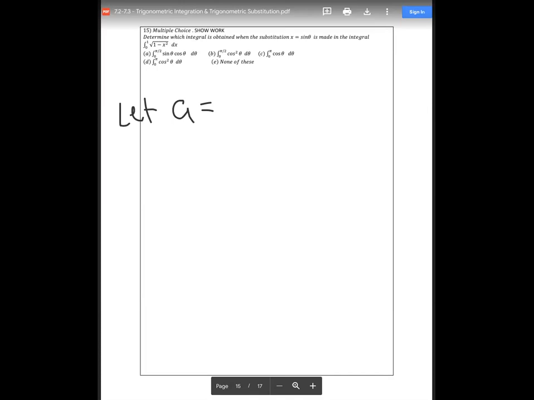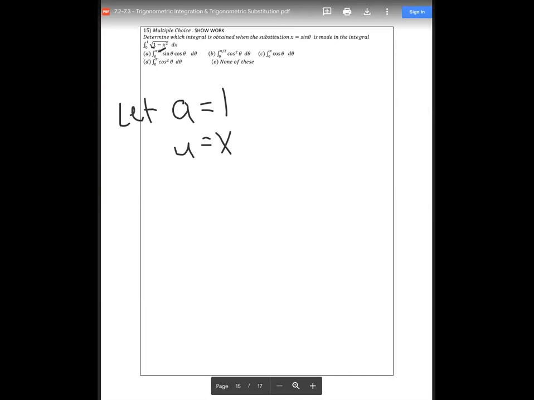A would be just 1. And what's u equal to? U would be equal to sine of... Wait, theta. Not yet. Remember, we do a and u first. A is 1, u is going to be x, remember? Okay.